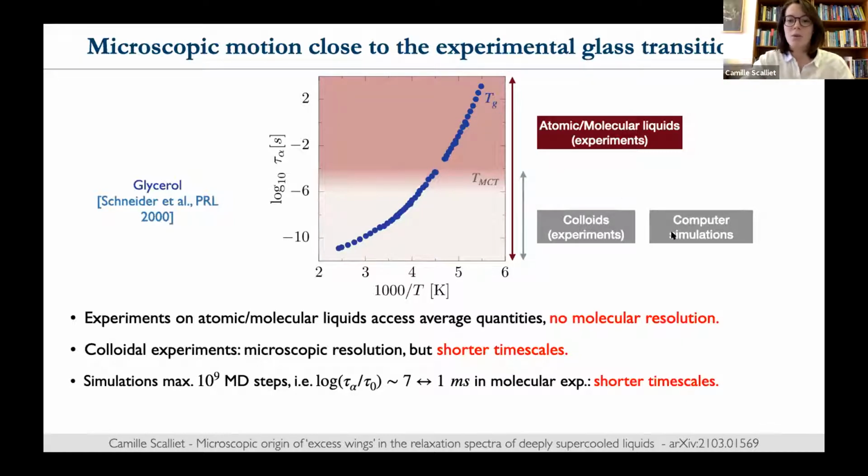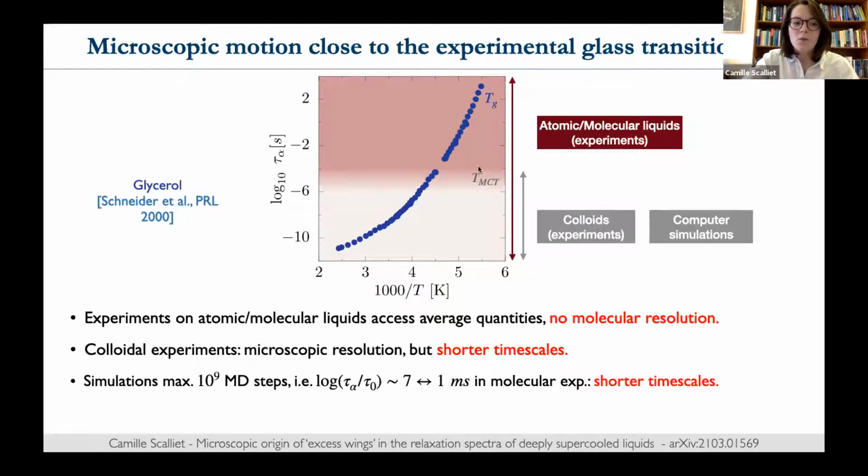Similarly, computer simulations can have microscopic resolution, but they're also much less efficient at running the physical dynamics than nature. With great effort, we can run around 10 to the 9 molecular dynamics steps, which allows us to probe around 7 decades in this dynamical slowdown. If we consider that this tau zero, the relaxation time at the onset temperature of glassy dynamics, is 10 to the minus 10 seconds, this is equivalent to simulations of around 1 millisecond. So this is much shorter than the 100 seconds that are observed in molecules.